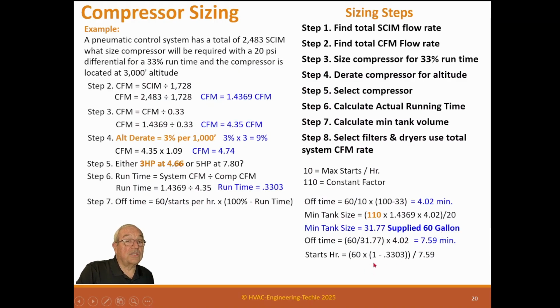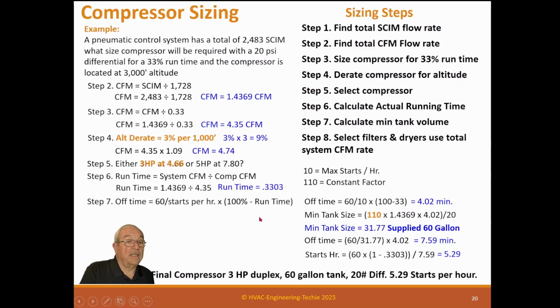Starts per hour: 60 times (1 minus 0.3303, which is the percent of runtime) divided by 7.59 equals 5.29. Final compressor is 3 horsepower duplex, 60-gallon tank, 20-pound differential, 5.29 starts per hour. So we're considerably under the 10 starts an hour, so that's a fine selection. We didn't need to go to the bigger unit.